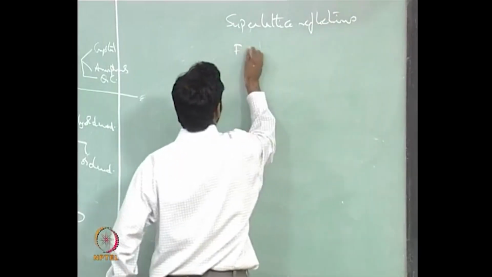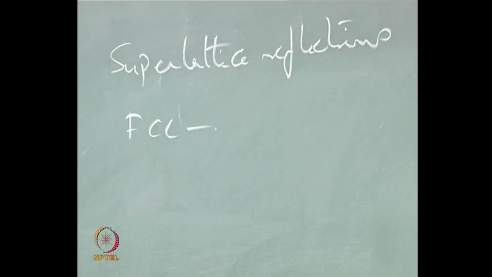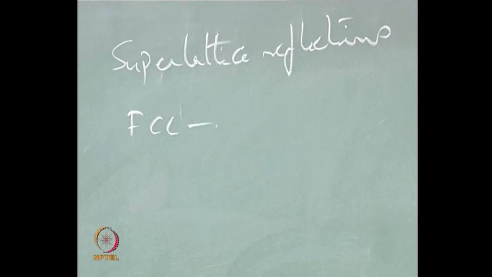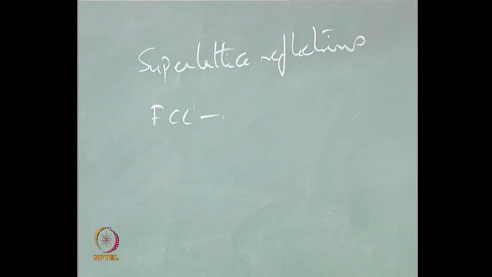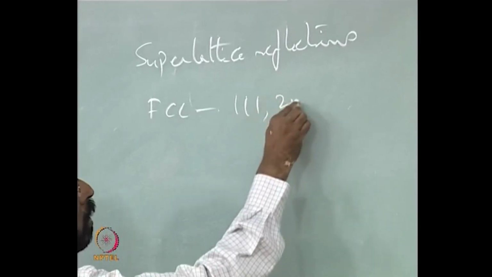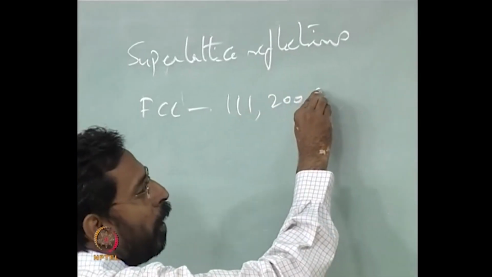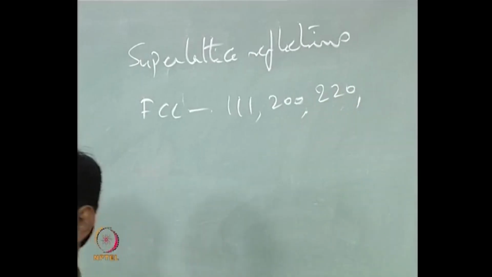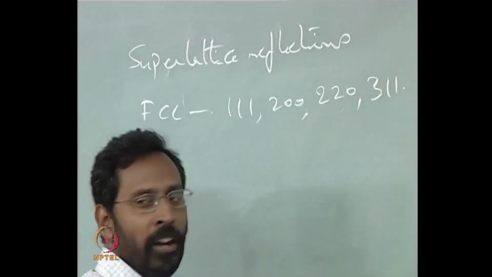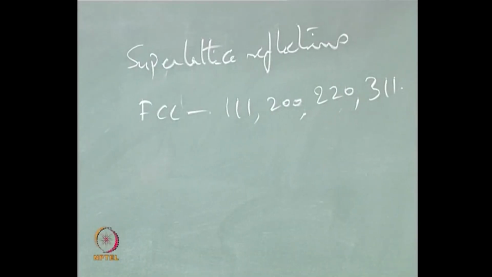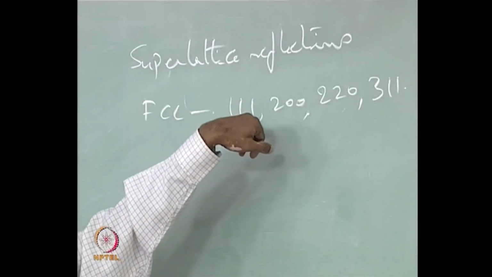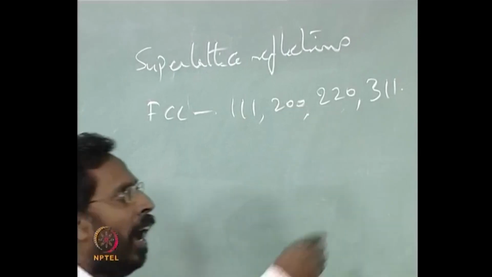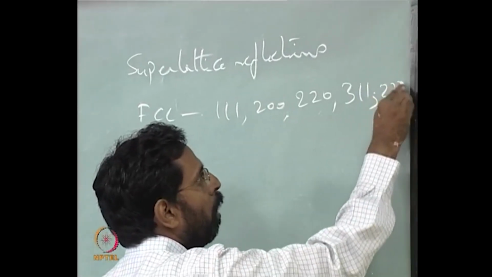In case of FCC, what are the fundamental reflections? I am asking what are the reflections, you are telling me h square plus k square plus l square. 1 1 1, 2 0 0, 2 2 0, 3 1 1. What is the rule it follows? All should be unmixed. Okay. So that is how, as she says, this is h square plus k square plus l square being 3, 4, 8, 11 and 12. 12 is 2 2 2.